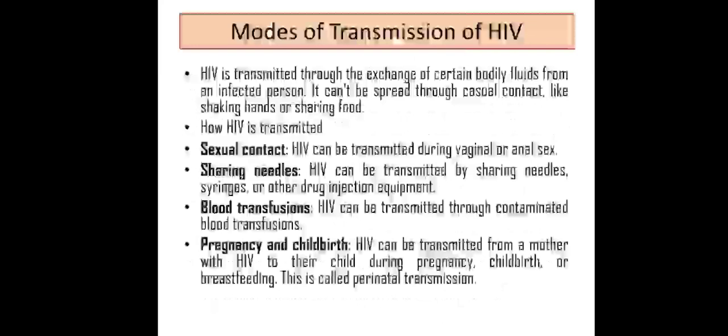Then sharing needles. HIV can be transmitted by sharing needles, syringes, or other drug injection equipment, which involves direct contact with blood. Blood transfusion: HIV can be transmitted through contaminated blood transfusion. Pregnancy and childbirth: HIV can be transmitted from a mother with HIV to her child during pregnancy, childbirth or breastfeeding. This is called perinatal transmission.